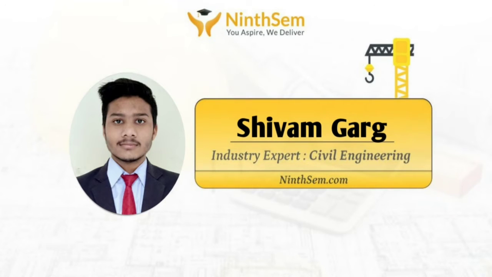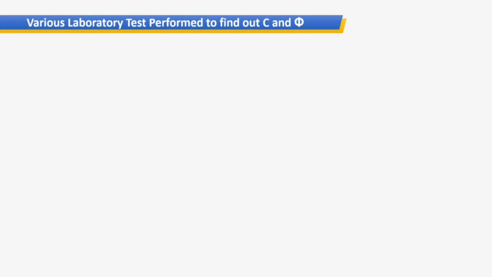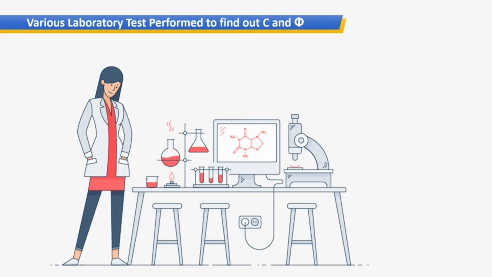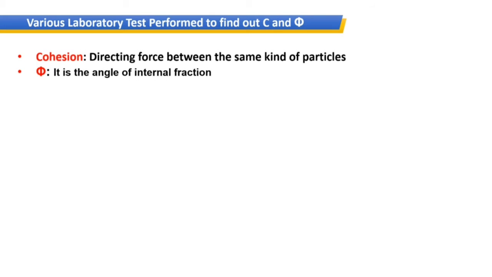Today I am teaching the subject Geotechnical Engineering, in which the topic is various laboratory tests performed to find out C and Phi. So what is C and what is Phi? C is cohesion, the attractive force between the same kind of particles, and phi is the angle of internal friction. It means one particle of the soil makes some angle with the second particle.